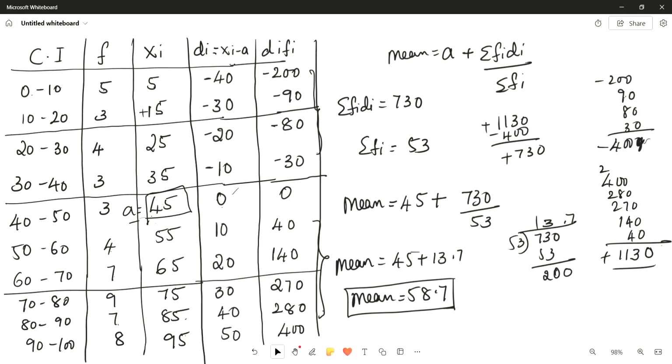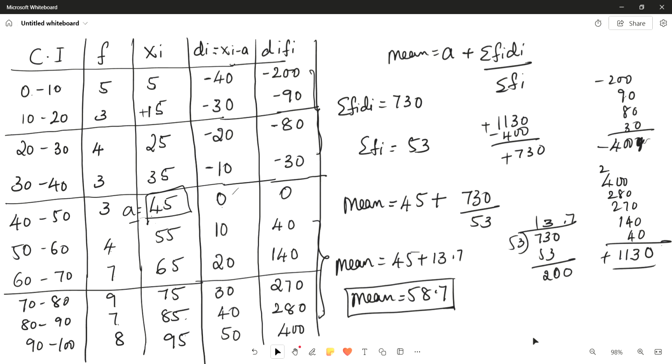You understand now? Try once. The only extra column is this. Instead of doing fi into xi, we are doing fi into di. So this column only, sigma fi into di by sigma fi plus A. We will do subtraction here, no? The number will reduce. That is the only reason.